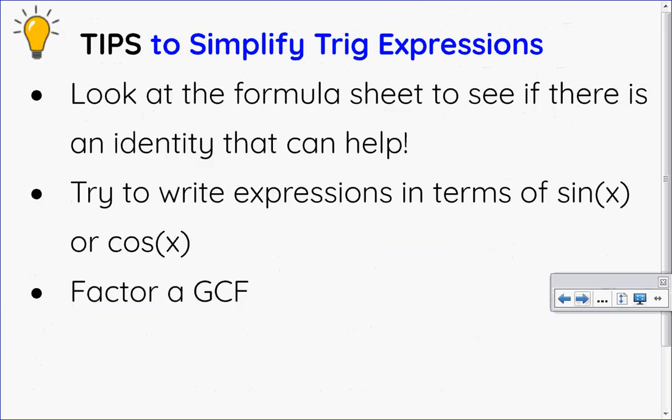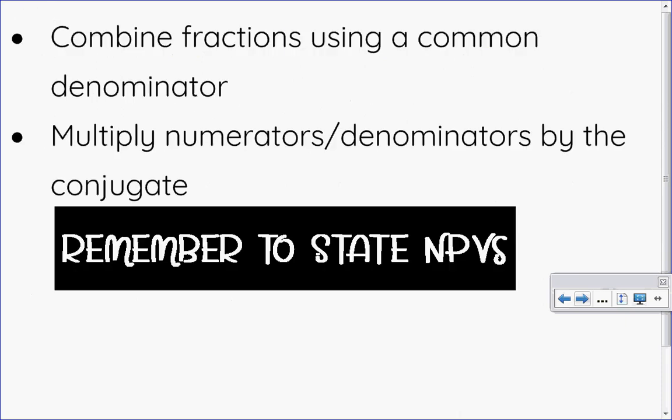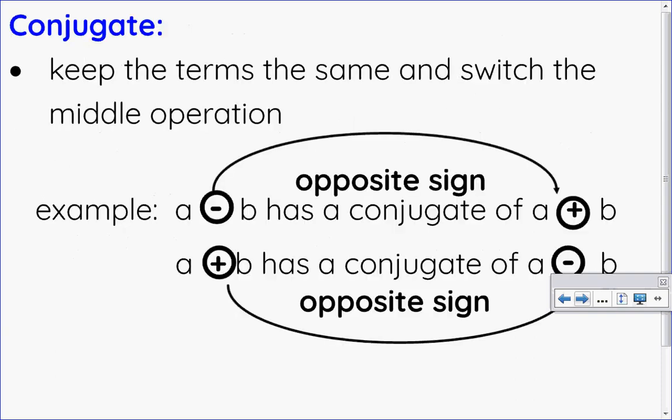So let's talk about tips on how to simplify a trig expression. I have a couple tips. First of all, always look at your formula sheet. There might be a formula that can help you. Try to write things in terms of sine and cosine. I would say that works 80% of the time. You could factor a greatest common factor. You could combine fractions by adding or subtracting with a common denominator. Or you could multiply numerator and denominator by a conjugate. Those are some of the common ways to simplify a trig expression. But remember, no matter what method you use, you always want to look for and state your non-permissible values.